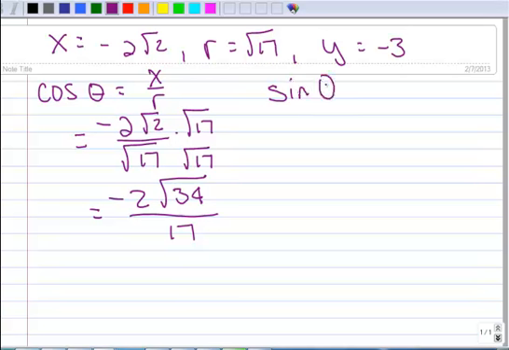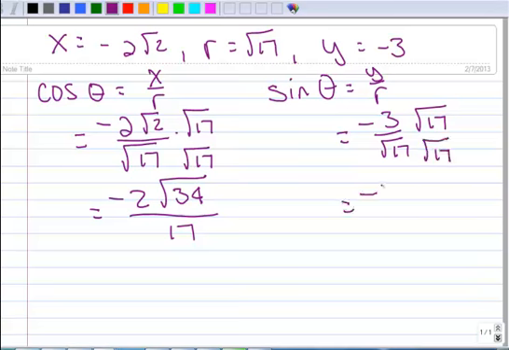Let's do sine. So the sine is equal to y over r, so that's going to be negative 3 over the square root of 17. Rationalize that one out. So we end up with negative 3 times the square root of 17 all over 17. And we already knew cosecant, so we don't need that one. So let's do secant next.